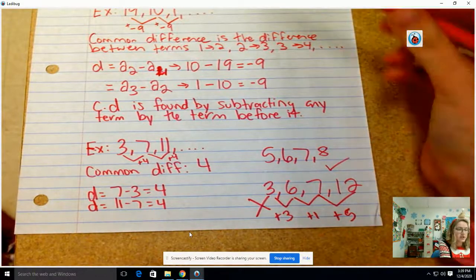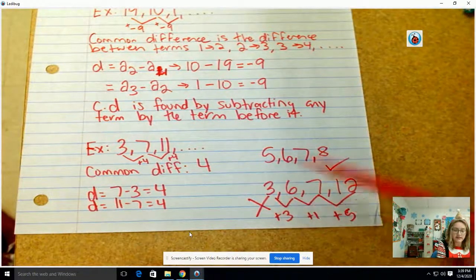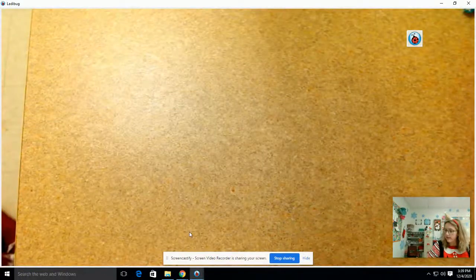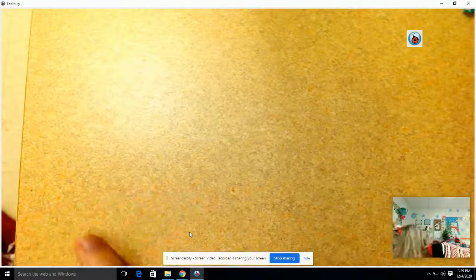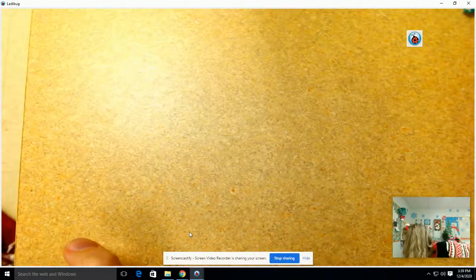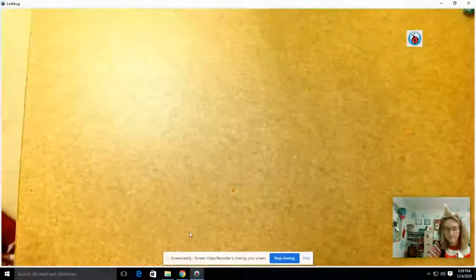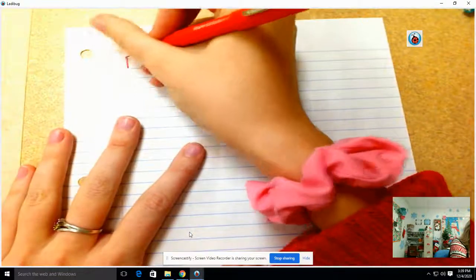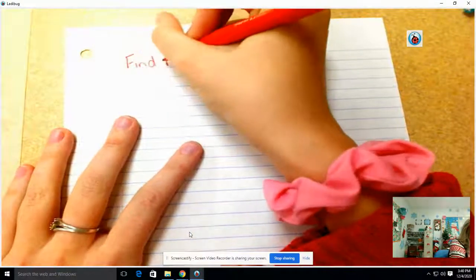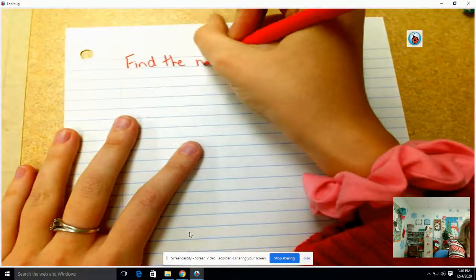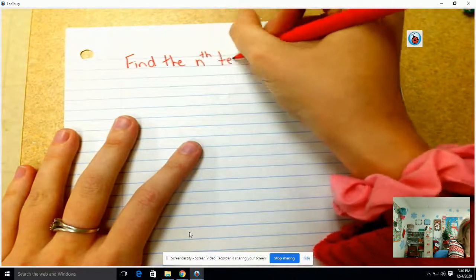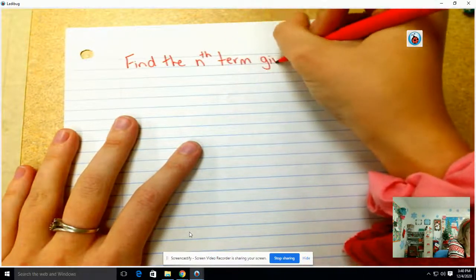Okay, so there will be a little bit of practice with this in Delta Math for you to do today. And let's see, what else do we have today? Get a piece of paper. All right. And then also we're going to learn how to find the nth term given an arithmetic sequence.